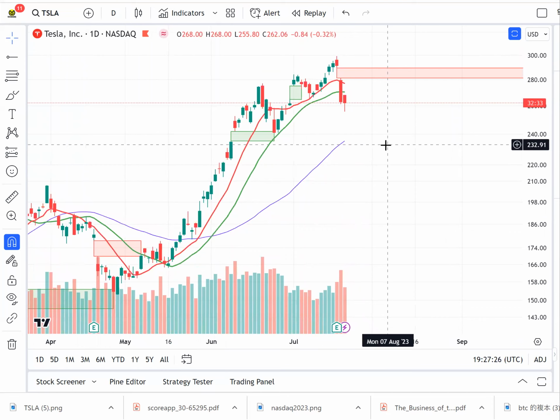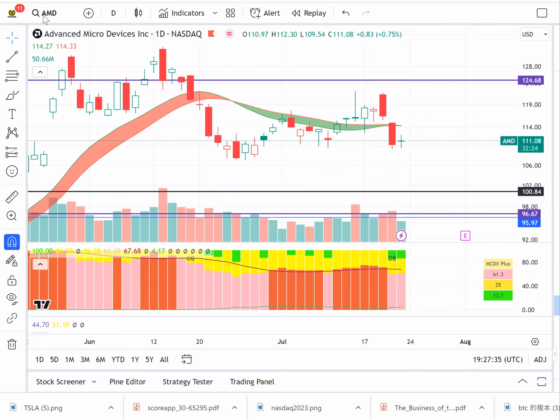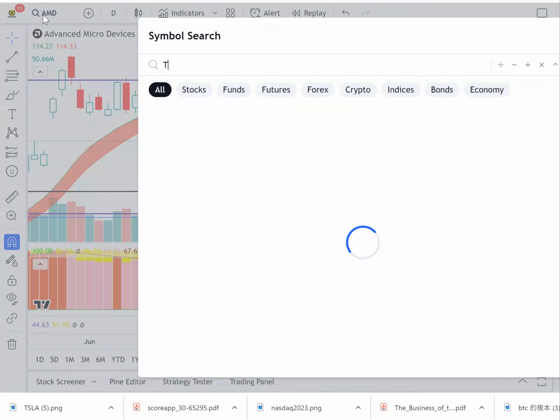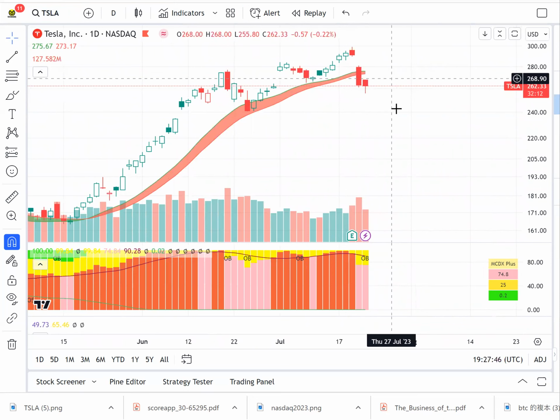For Tesla, long-term and middle-term investor, my view is the same. You can watch my video previously; I've mentioned how to buy Tesla. And for Tesla, I want to show you this one. So we are still in the red zone. We don't have the selling signal yet, okay?